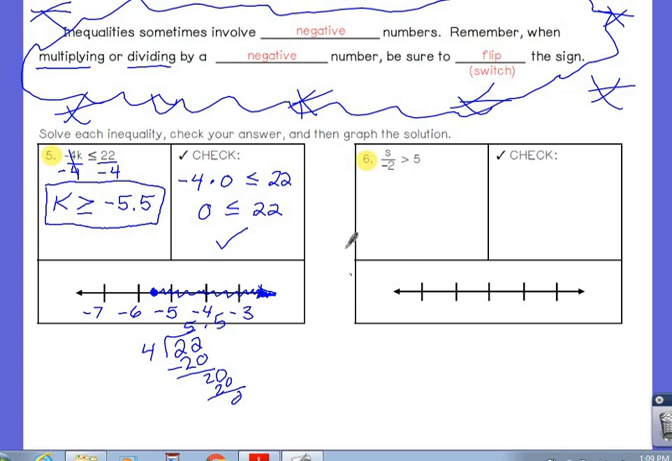So the only difference I taught you today was flipping your sign if you divide or multiply by a negative number. Moving to number 6, what operation's going on? Division. What's opposite of division? Multiplication. So I'm going to multiply both sides by negative 2. Uh-oh, I said multiply and a negative in the same sentence. What do I have to do? Flip the sign. Then I'm going to write my variable that canceled out. 5 times negative 2 is negative 10. Variable is by itself.